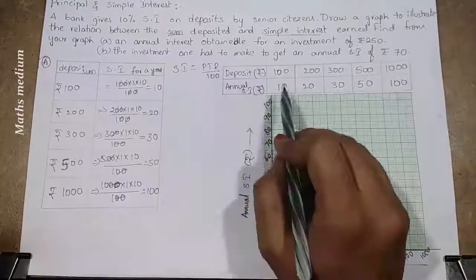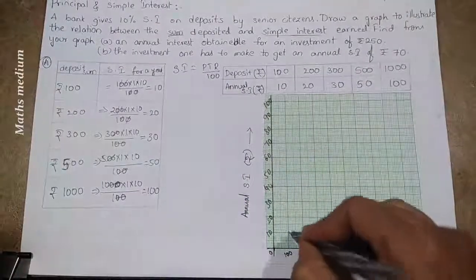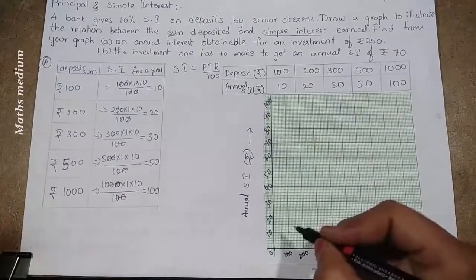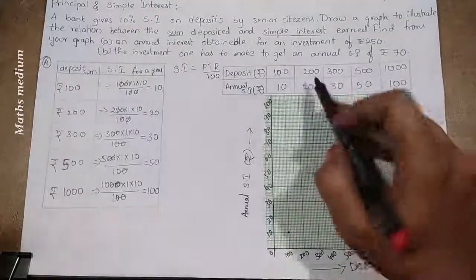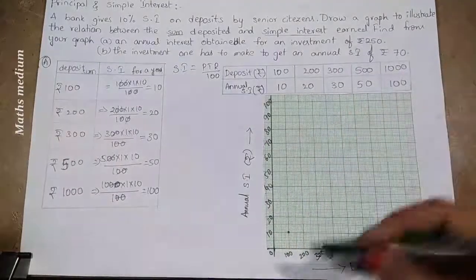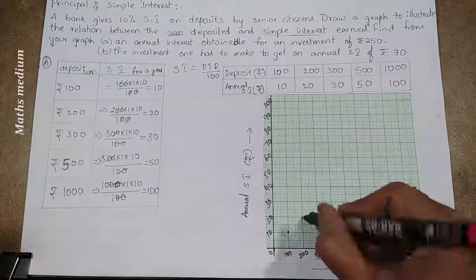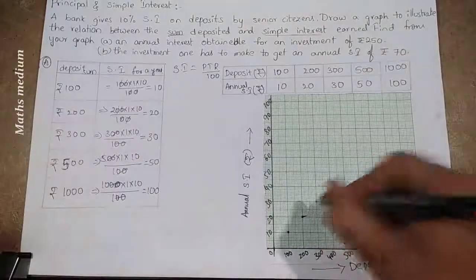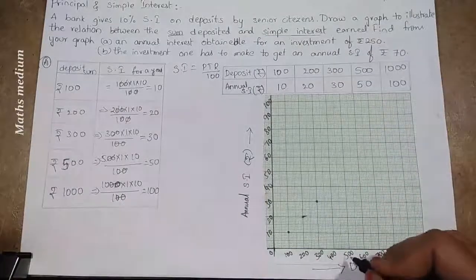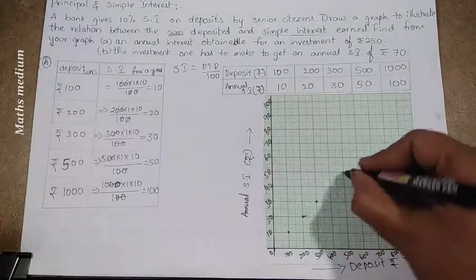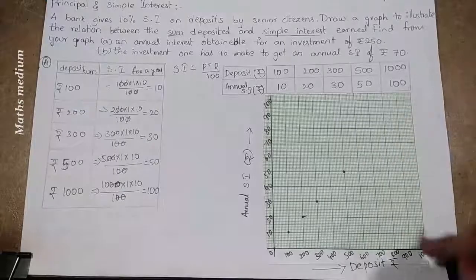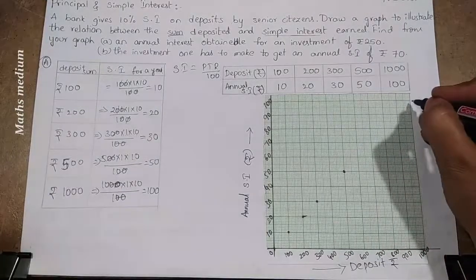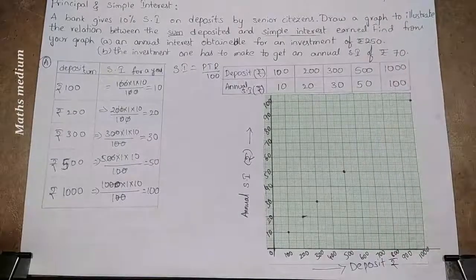Deposit 100, annual SI 10. So this is 100 and this is 10. Put the point here. Next, deposit 200, annual SI 20. This is 200 and this is 20. Next 300, so this is 300. 550. 1100. So this is 1000 and this is 100. So this is the last point.